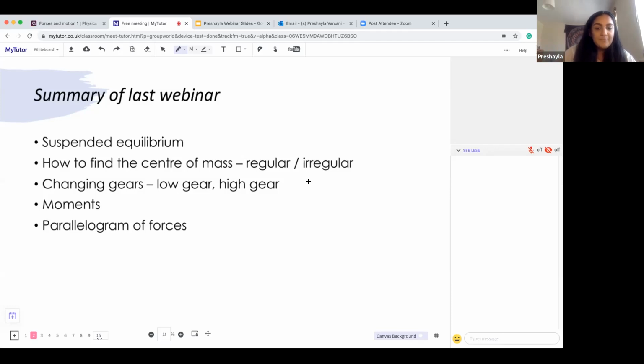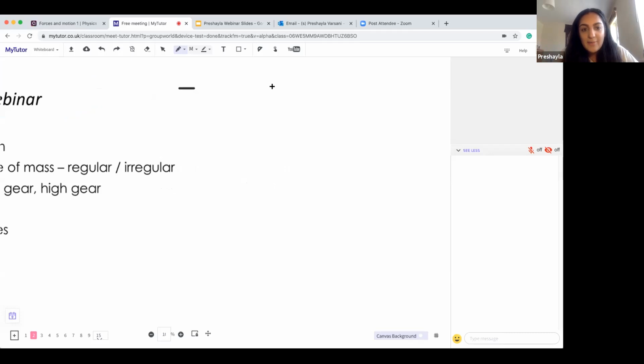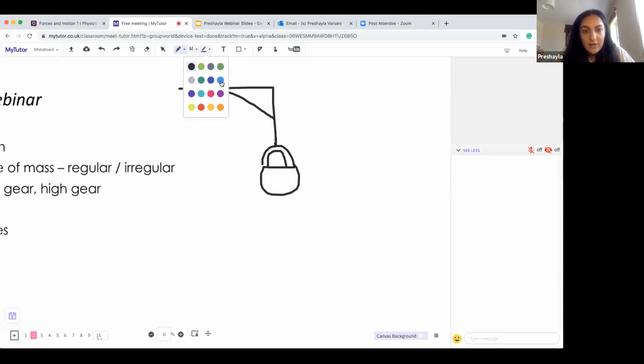So what we mean by that is, let's say we've got a basket hanging from a kind of frame. So this is our basket here, hanging from our frame. This is our frame. So our basket is hanging, and what I've just said is that the point at which it's hanging from, this point right here in blue, is the point at which it's hanging from. And suspended equilibrium says that the object's center of mass lies directly beneath that.